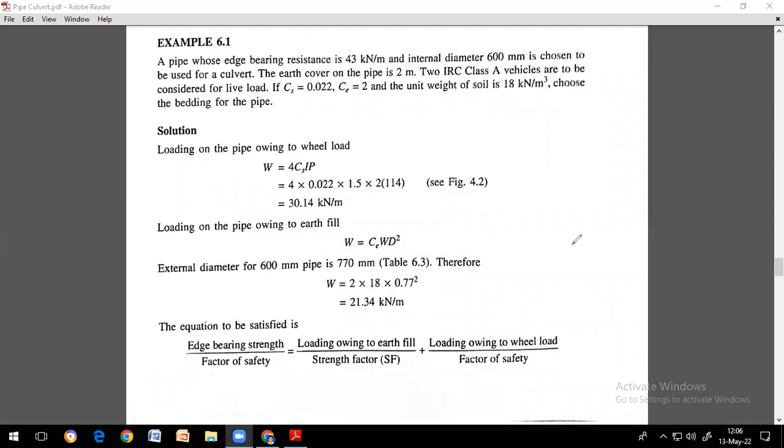So now for choosing the bedding surface, we have to calculate the strength factor. Okay. So let's do the problem. So simple, problems chala easy ga untai. So first of all, the unknown parameters: I have to calculate the live load from the vehicle. And the next one, the loading from the earth fill. And this factor of safety, I know 1.5. Don't worry. And strength factor calculate cheyali. And edge bearing strength is already given as 43 kilonewton per meter.